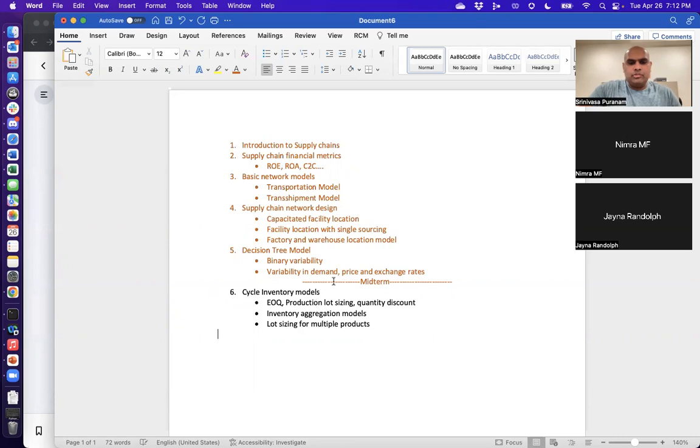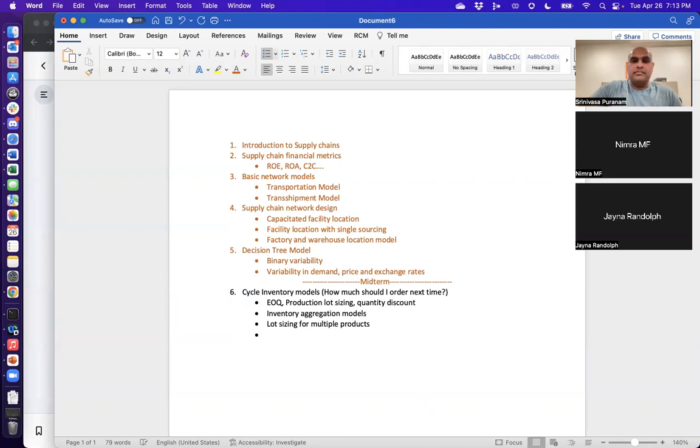One thing about cycle inventory models is that they answer the very important question of: next time you place an order, how large should that order be? That's what all cycle inventory models are mainly about. You're calculating the optimal order quantity in different scenarios. It could be a single product, multiple products, or aggregated products. The question is, how much should you be ordering? That is what all the cycle inventory models were about.